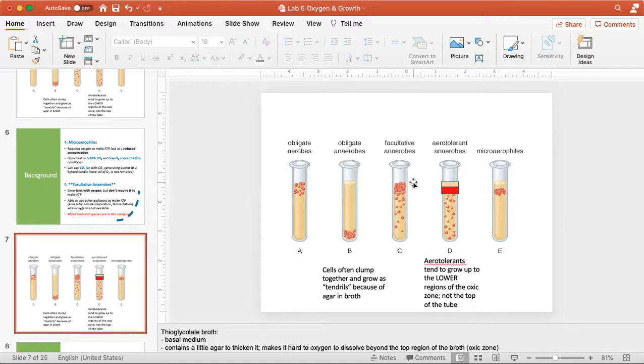Now, the last one was the microaerophile, and this is what their tubes look like. Remember, they require oxygen, so you're not going to see them growing down in the bottom parts of the tube, but they don't like full oxygen. They don't like room air oxygen. So they're not going to grow in the top half of the oxic zone. They're going to grow in the bottom half of the oxic zone, like the aerotolerants do. But they can't grow down in the rest of the tube because there's not enough oxygen in there.